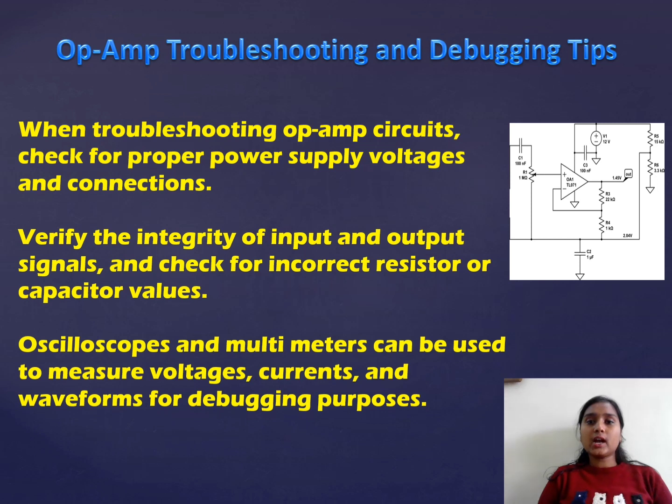Op-amp troubleshooting and debugging tips. When troubleshooting op-amp circuits, check for proper power supply voltages and connections. Verify the integrity of input and output signals and check for incorrect resistor or capacitor values. Oscilloscopes and multimeters can be used to measure voltages, currents, and waveforms for debugging purposes.